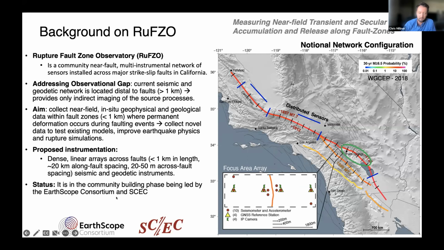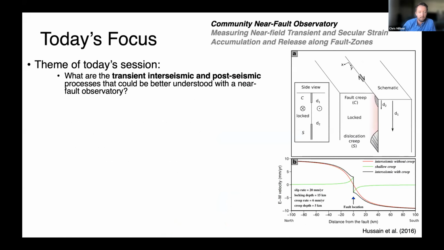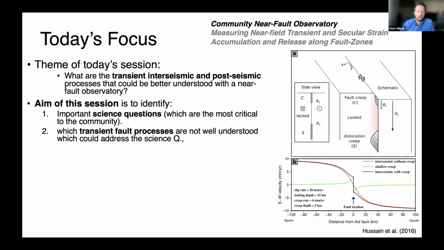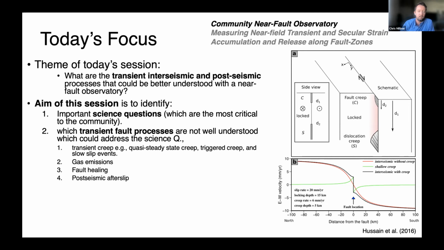EarthScope and SCEC. So today's focus, the idea is we want to try and talk about transient interseismic and post-seismic processes, and how we could better understand those processes using a near-fault observatory. So the aim of the session specifically is to try and identify important science questions, to try and figure out which are the most critical to the community, which transient processes are not well understood, which could address those science questions. So things like transient creep, gas emissions, fault healing, post-seismic afterslip. This is just to name a few.